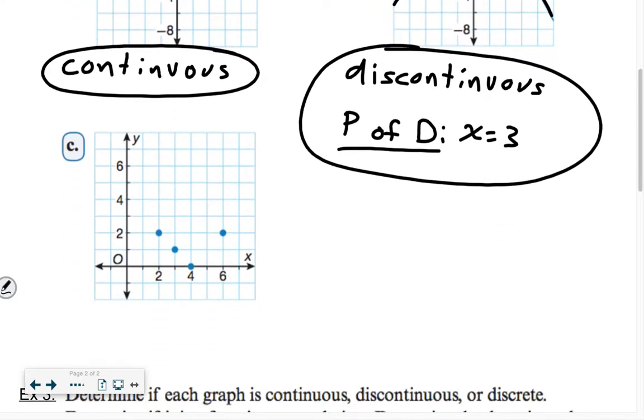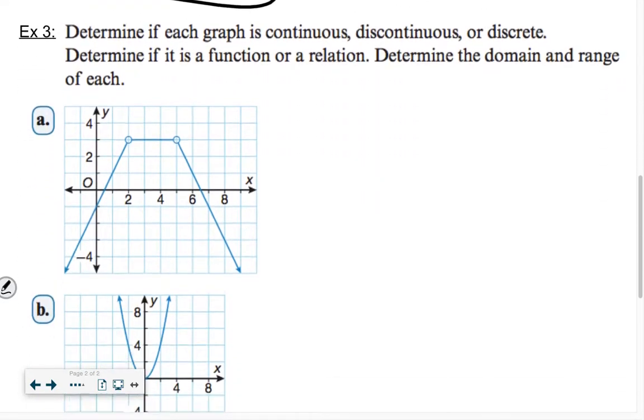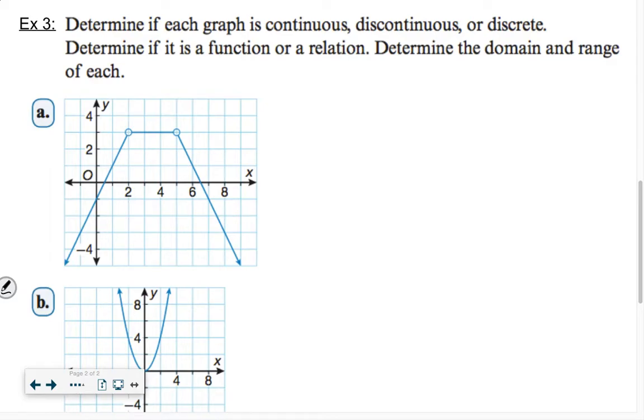And if we look at C, what one would that be? Discrete. So I'm going to give you a head start. Again, continuous, discontinuous, or discrete. Determine whether or not it is a function. And then you need to determine the range as well as the domain. Go ahead and just start with A.